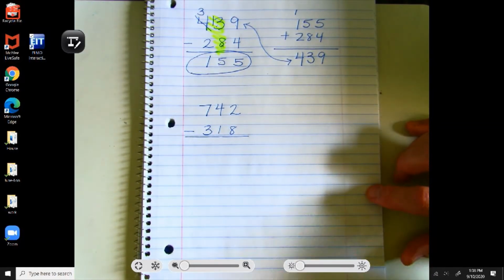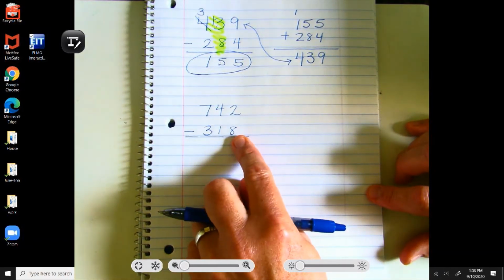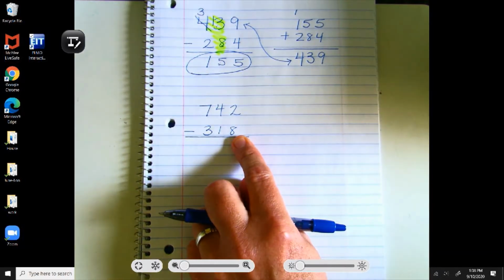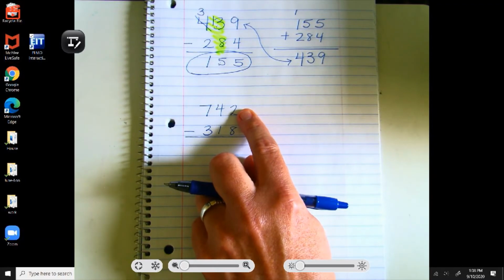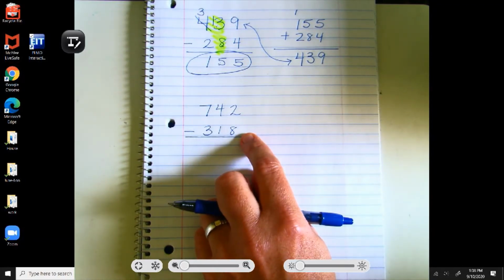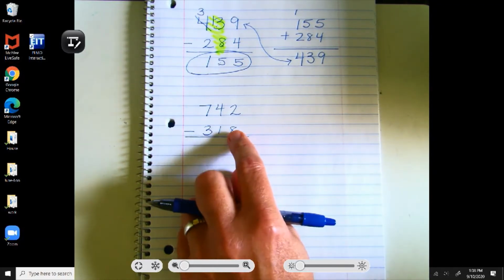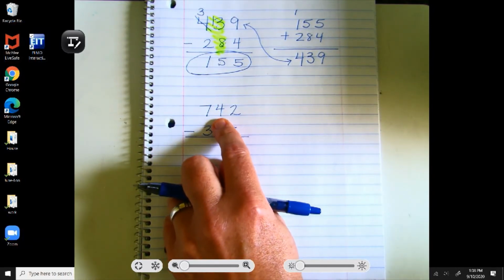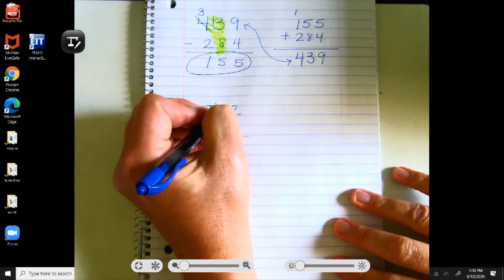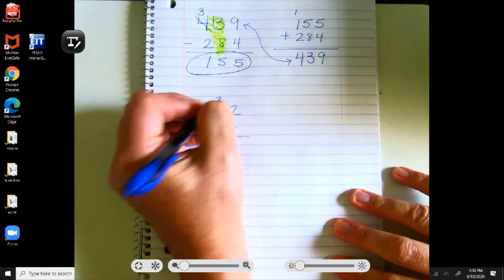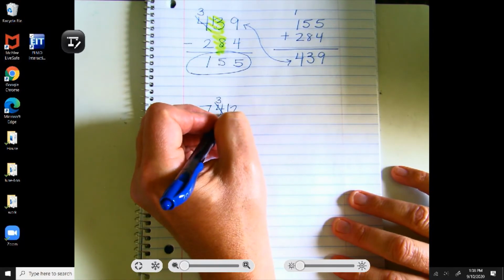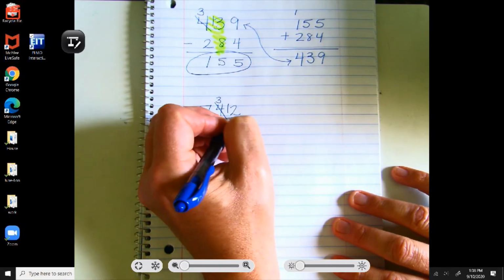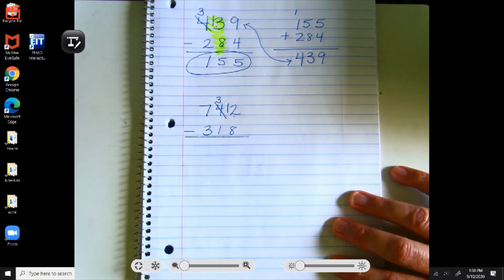Ready? 2 minus 8. 2 minus 8. 8 is bigger than 2, right? It's not 8 minus 2. It's 2 minus 8. More on the floor. Go next door. So scholars, I have to make that exchange. I'm going to take one of the 10s, and I'm going to bring that over here. It's 10 ones with the 2 that's already there makes 12.